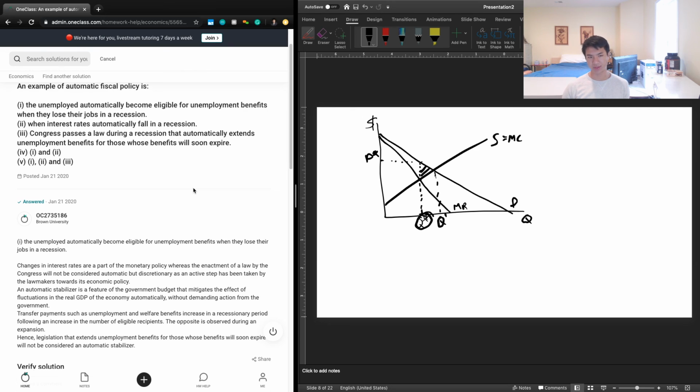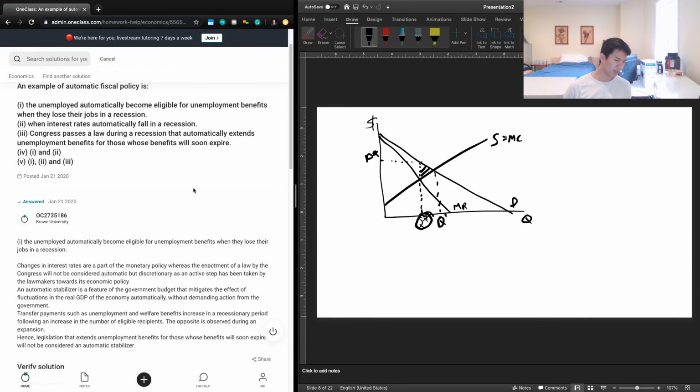So taking a look at the answer choices, number 1, the unemployed automatically become eligible for unemployment benefits when they lose their jobs in a recession. That is automatic fiscal policy. It's automatic because nobody has to qualify these people for unemployment benefits or expand the program. The program already exists, and it automatically qualifies anybody who loses their job. So no action is needed by the government. And it's fiscal policy because it's a government law that implements a kind of safety net for those who are unemployed. And so that's definitely going to be an example of automatic fiscal policy.